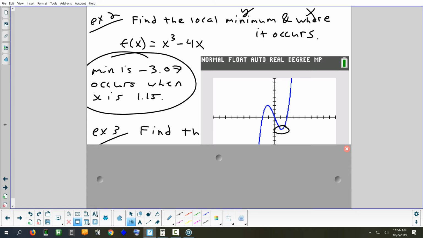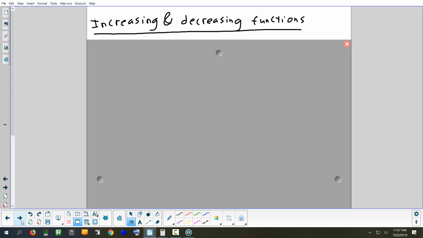And you could do maximum the same way. Now this doesn't always happen, but in this one I think it's symmetrical. These 2 points. I think the maximum is negative 1.15, positive 3.07. Just the way it worked out.